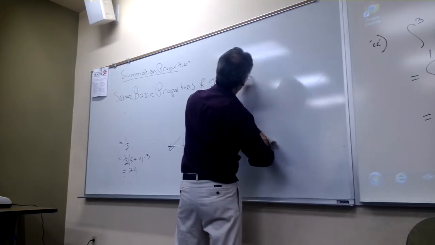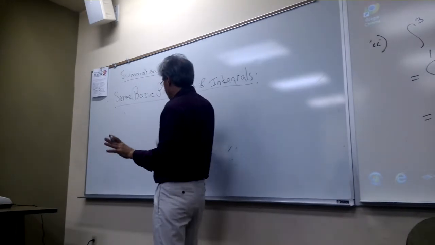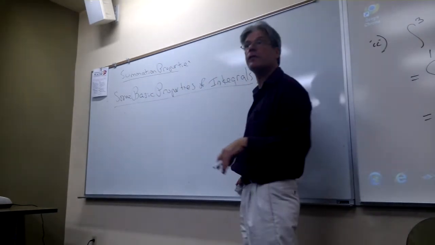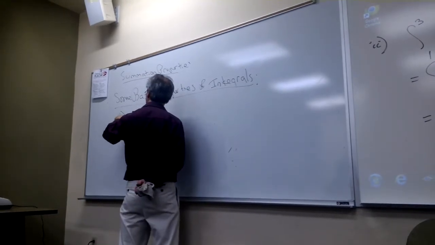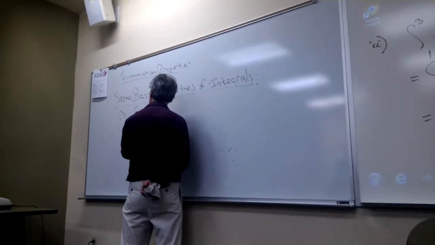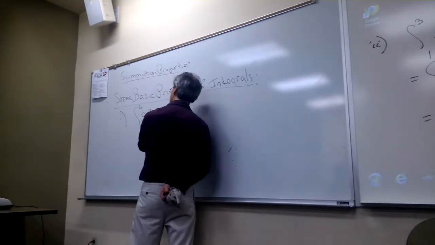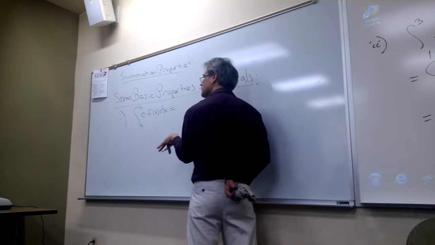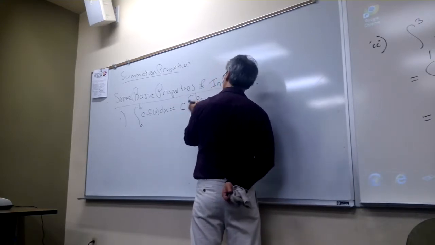Do you guys think I can finish up tonight just by slightly justifying some basic properties of integrals? For example, here's one basic property. If you were to integrate from a to b some constant times some function f of x with respect to x, I want a yes or no answer. Does it seem like this really should be c times the integral from a to b of f of x dx?